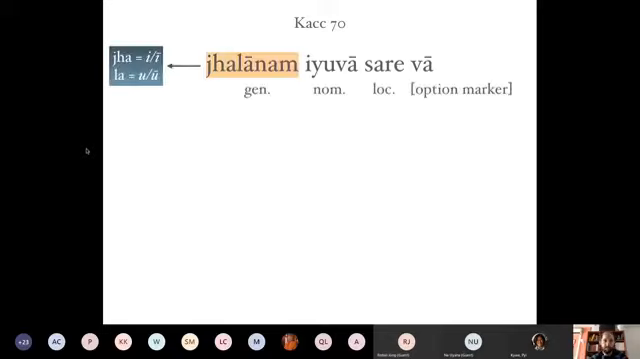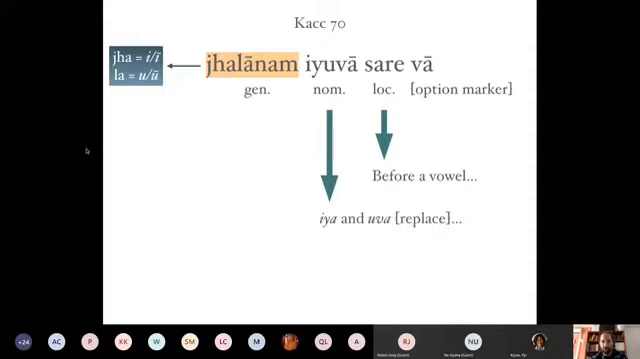Sare is from sara, that means vowel. That's another technical term that has been defined at the beginning of the grammar. And finally, you have an option marker. That's a marker or modulator that we will explain in the next lessons. So here, if we start translating by decoding it according to what we have seen before, we have a locative that is a right context to the right, and we have to translate it as before this item. So before a vowel, iya and uva, and we understand these are the replacements for, or they replace ii and uu respectively.